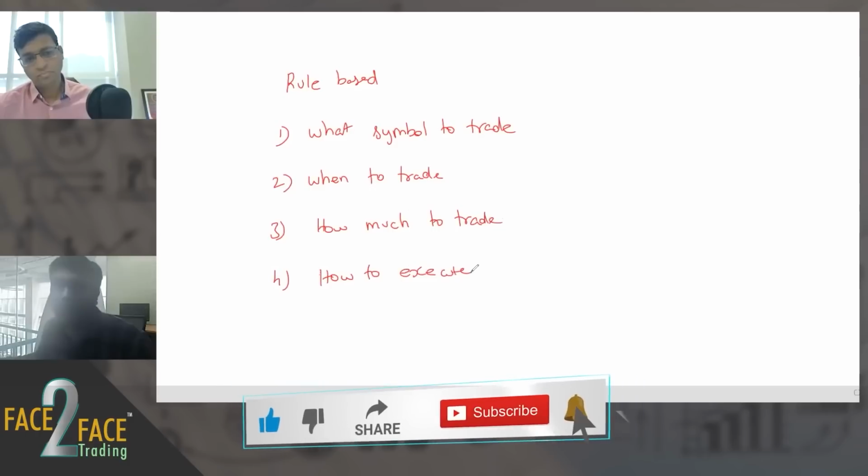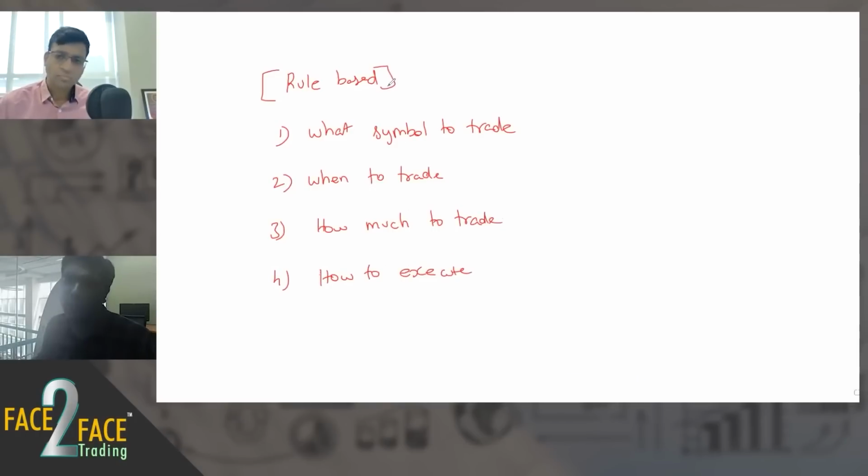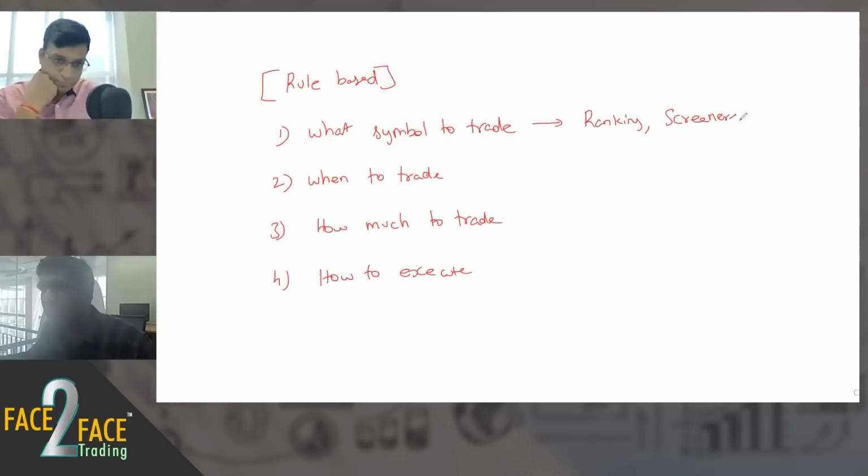So these are the primary things when you want to design your own trading strategy. Selecting the symbol can be done in two ways: we can do ranking, or we can do some screening of the stocks using screeners. When to trade is the actual trading logic. It's nothing but our indicators, so it's more of trading indicators.